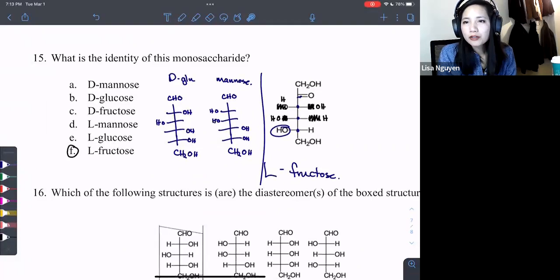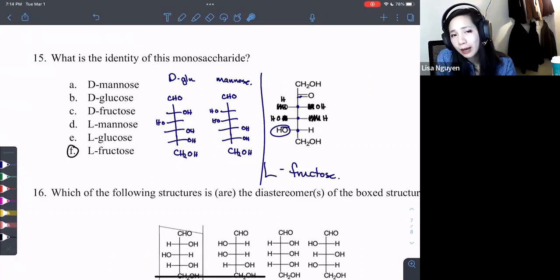Do we have to memorize the ring forms? No, you don't. That's too hard. That would be awful. All I want you to know is how to identify alpha and beta epimers. So if I give you a ring, can you identify it as alpha or beta? But you don't have to identify whether it's glucose or fructose.